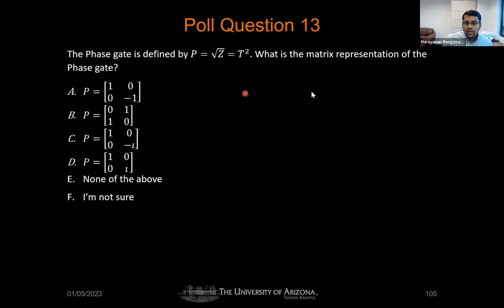Okay, let's see the results of the poll. Perfect. If you just take T and square it, you had e to the i pi over 4, so when you square it, you get e to the i pi over 2, which is exactly i. So D is the right option. Most people got it right.